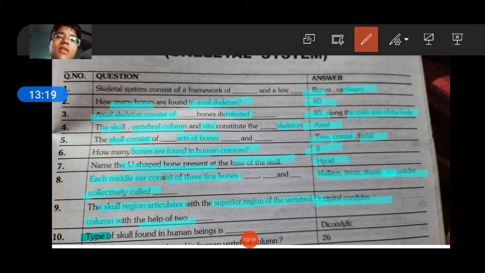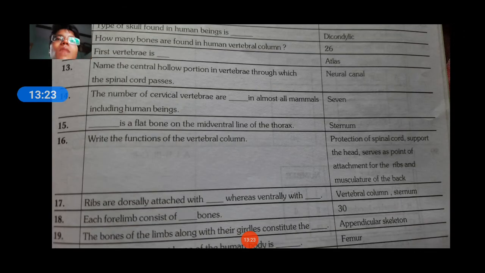Each middle ear consists of three tiny bones called malleus, incus, stapes, collectively called ear ossicles. The skull region articulates with the superior region of the vertebral column with the help of two occipital condyles. Type of skull found in human beings is dicondylic.